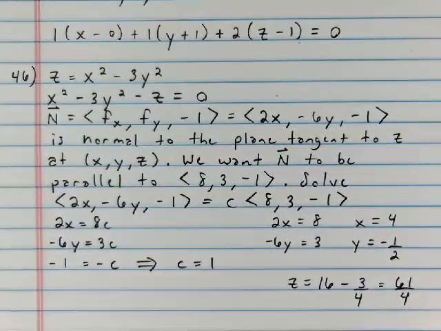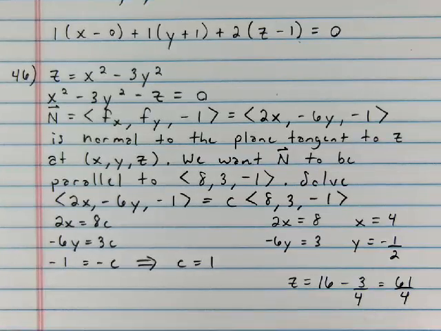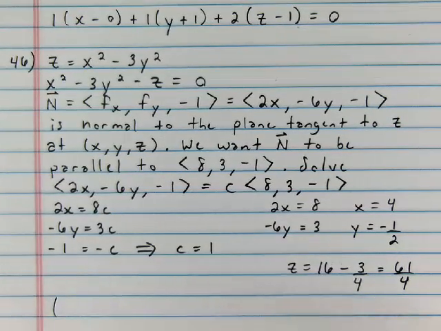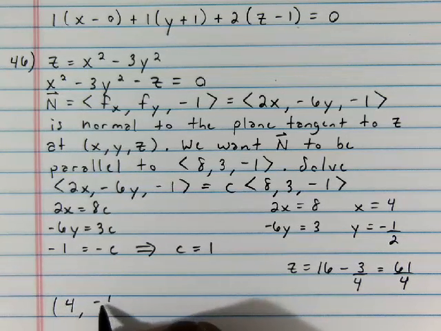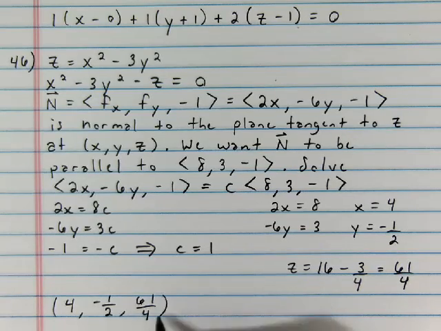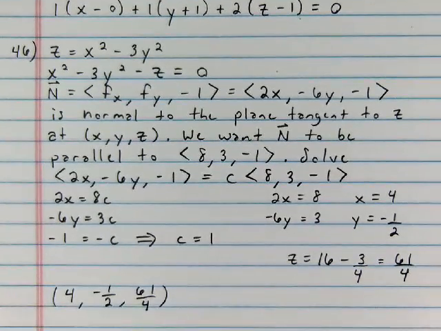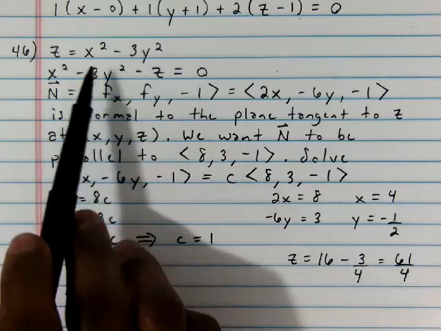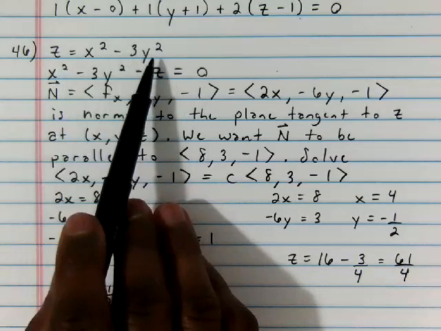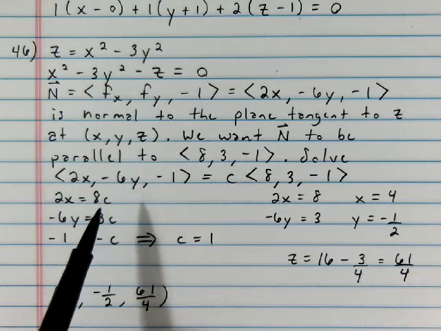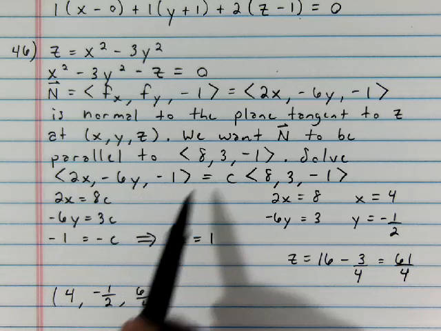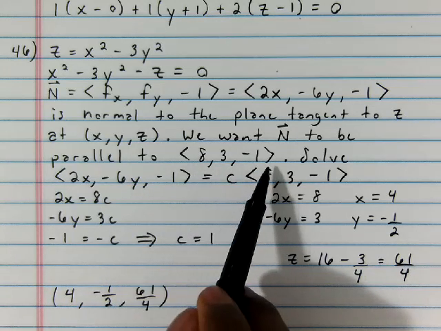So now the point that we were looking for is 4, comma, negative 1/2, comma, 61/4. So that's the point at which the tangent plane to this is parallel to that plane with this normal vector.